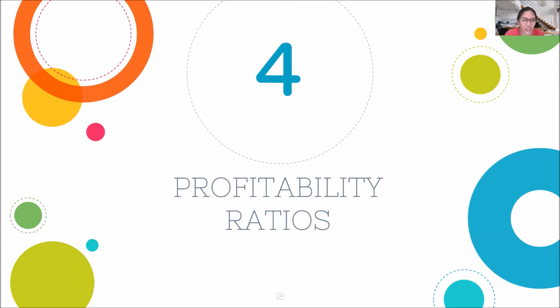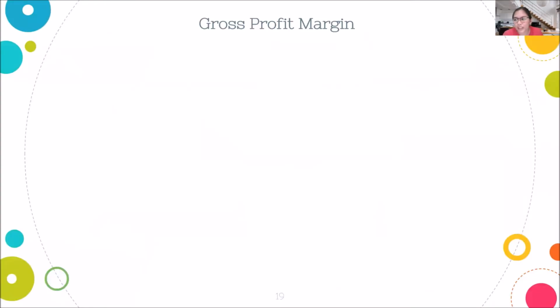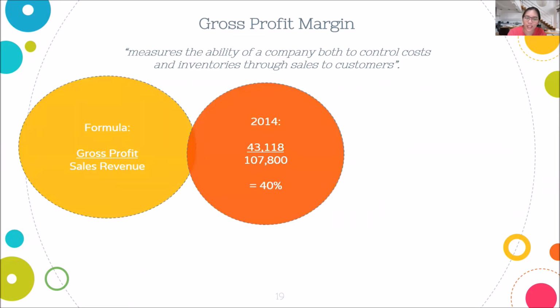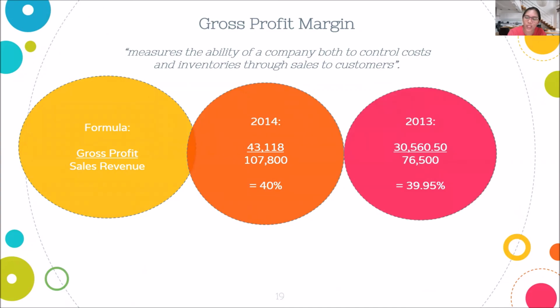Okay, we have 5 ratios. Let's start. Gross profit margin. No? When we say gross profit margin, it's the ability of the company to control costs and inventories through sales to customers. Kasi dito class, we're trying to check how many percent ng gross profit, how many percent of the gross profit based on sale. So ibig sabihin, we're trying to compute, no, ilang percent. In 2014, it's 40, and in 2013, it's 39.9. Hindi masyadong naglayo, no, yung percentage natin.